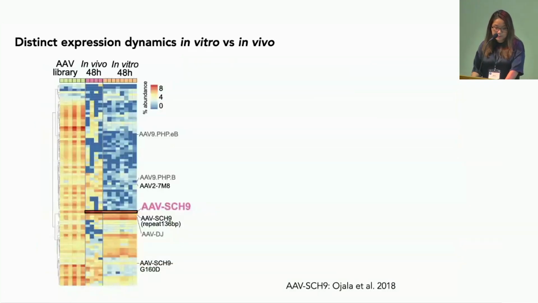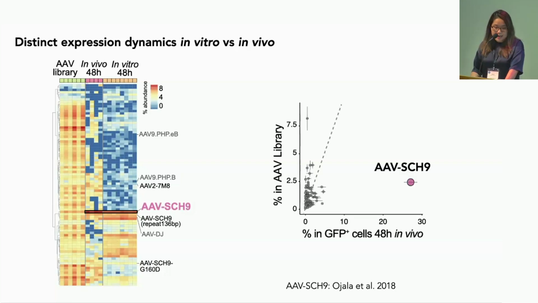This is just a different way to present the bulk sequencing data, where each of these rows represents an AAV, and some of your favorite AAVs that have been used here are highlighted. We do this analysis to compare the composition of each of the AAV variants in the initial library, in vivo after 2 days, as well as in an in vitro experiment in a neuronal cell line. You can see that in vivo and in vitro have quite different tropism or preferences. And on the right, this is just a different way to present the same data.